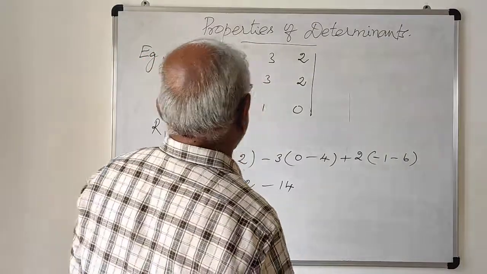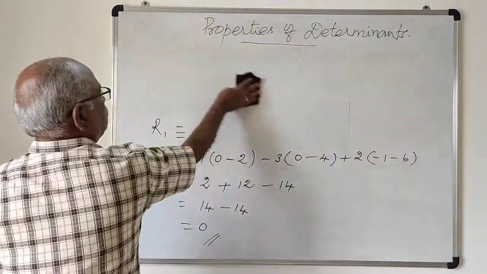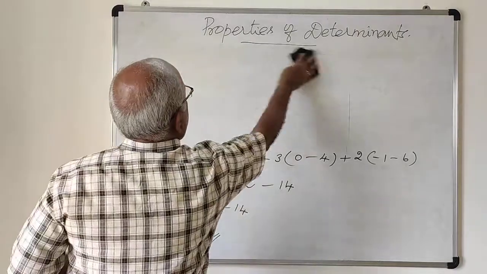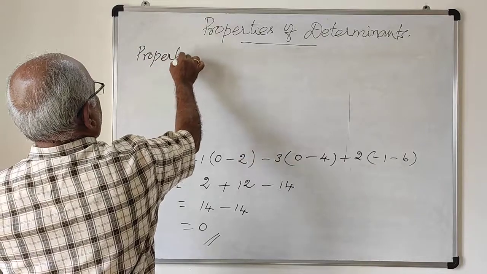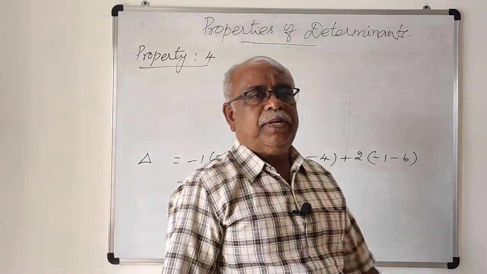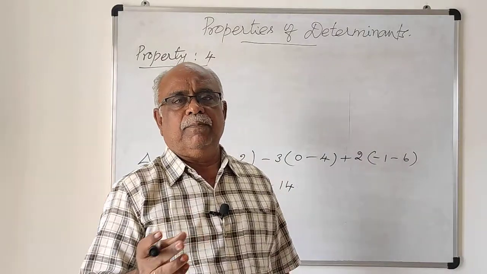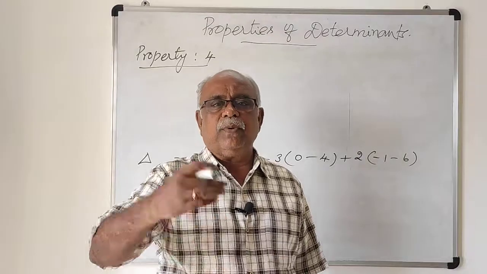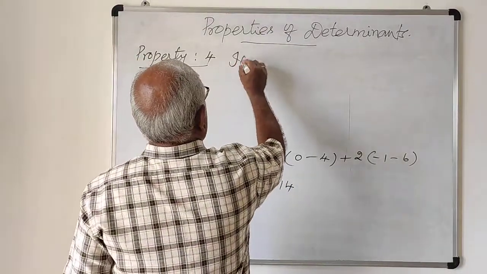Next one is property 4. Fourth property is, if the elements of a row or column are multiplied by a constant, then the determinant itself is multiplied by the same constant. That is the property. I just state the property.